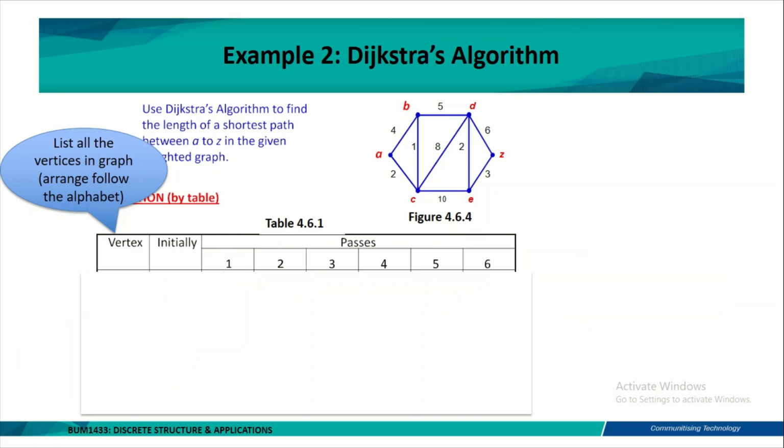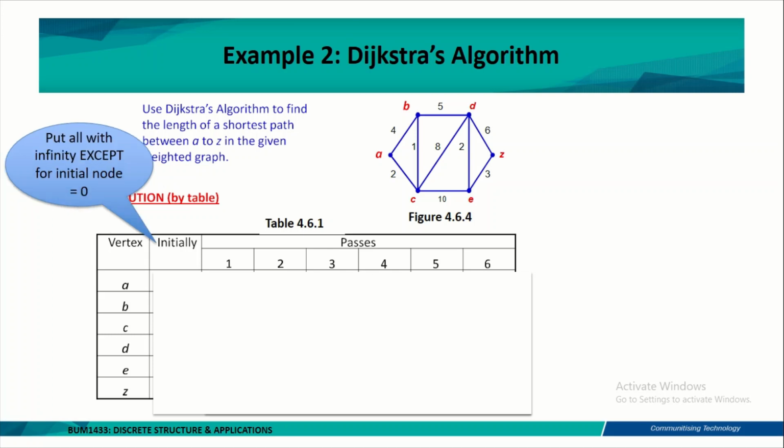So let's see the first. We need to list all the vertices in the graph. So we have A, B, C, D, E, Z. The next is the initialization. We put infinity for all except for the initial node. We see in the question that our initial node is A, so we put the initial node's value as 0 and the rest as infinity.